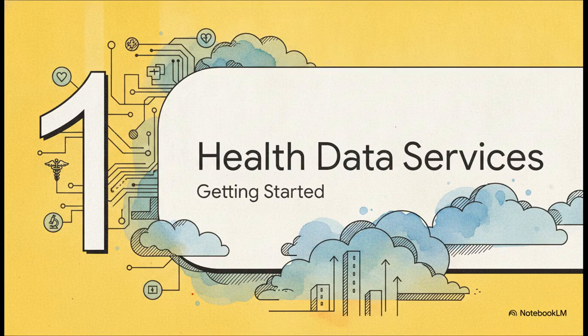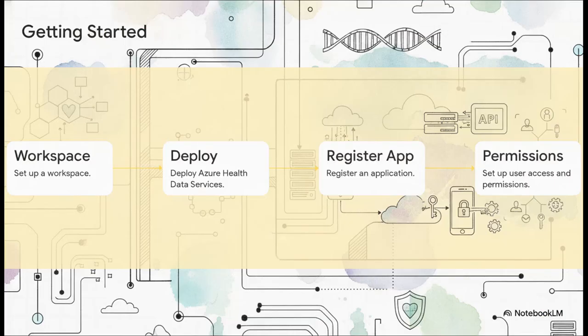Starting off with Section 1, what are health data services? Before you can transform healthcare, you really have to build your foundation. And the docs lay out an incredibly clean step-by-step onboarding process for this. First up, you set up a workspace, which acts as a logical container for all your health data instances. Next, you actually deploy the Azure Health Data Services into that workspace. Step 3 is registering an application. This one's absolutely essential because it allows your custom software to securely talk to Azure's APIs. And finally, setting up user access and permissions.